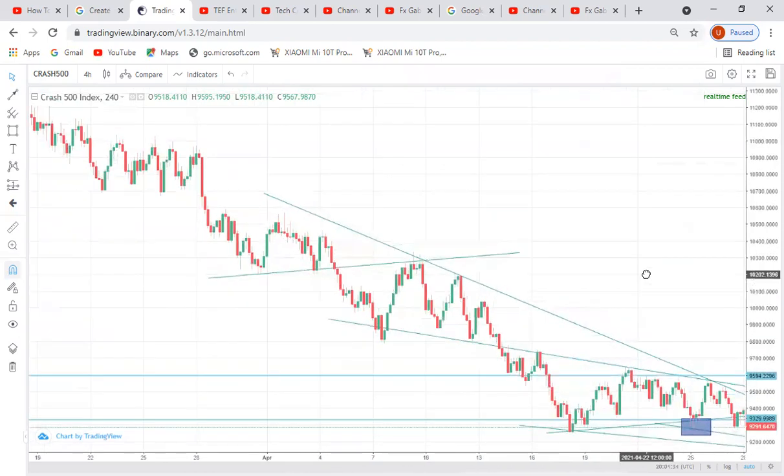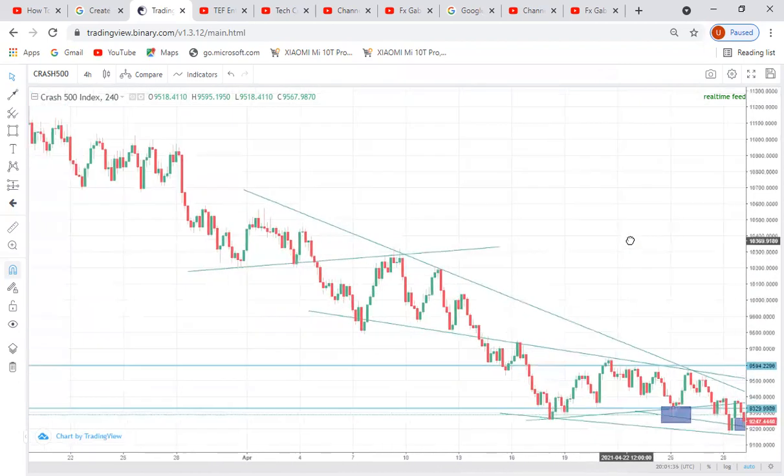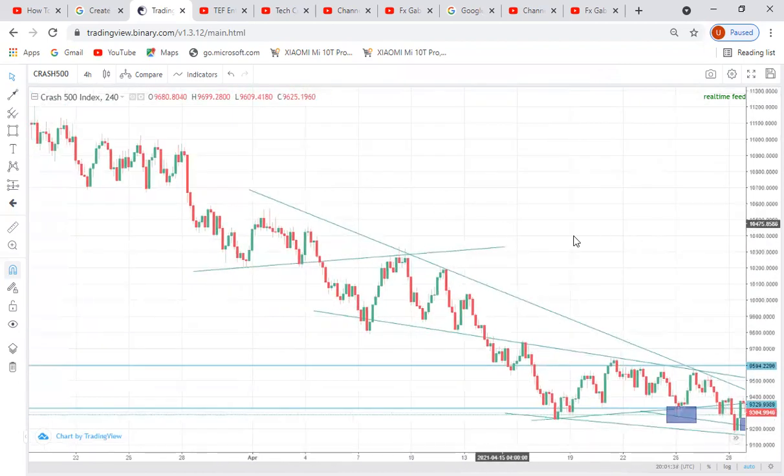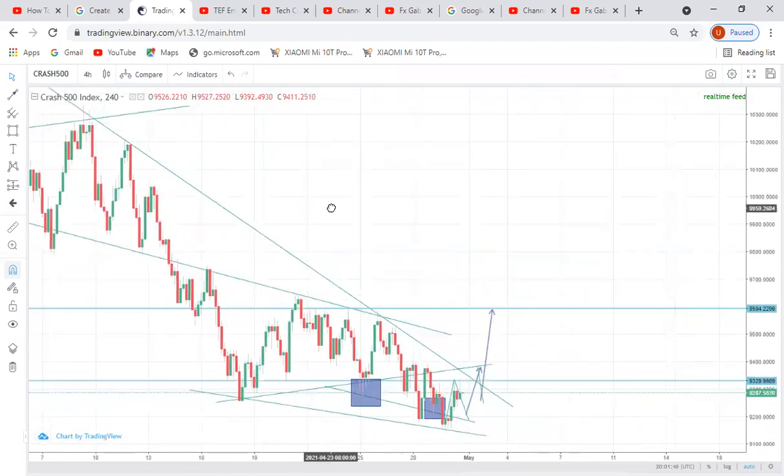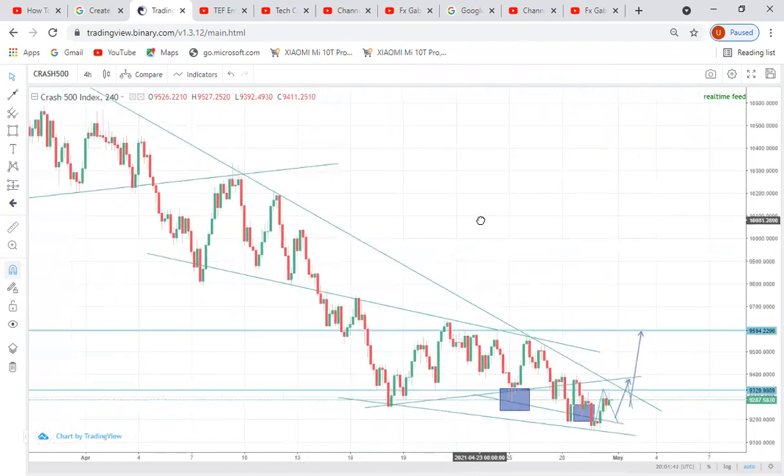Okay, guys. For now, I just wanted to do a little analysis on what I think Crash 500 is likely to play out this weekend, at least from now to Sunday. That's what I'm expecting from this pair, Crash 500.